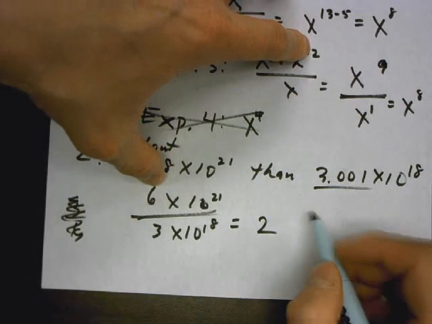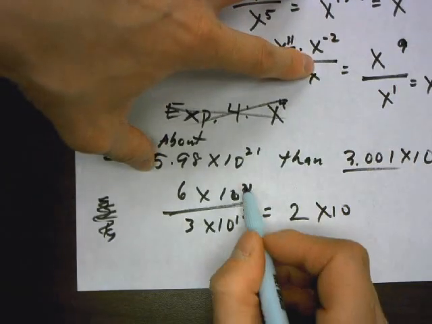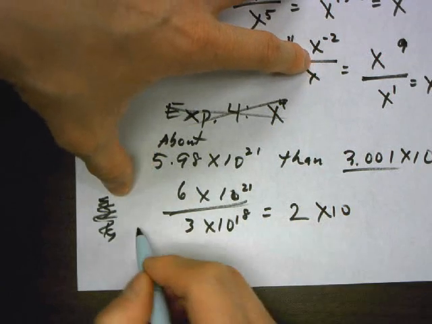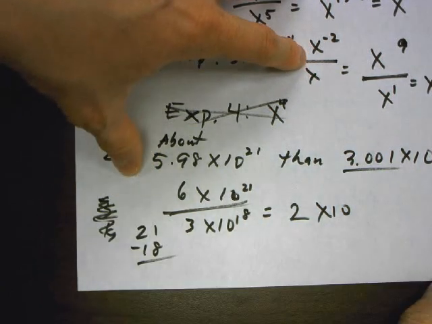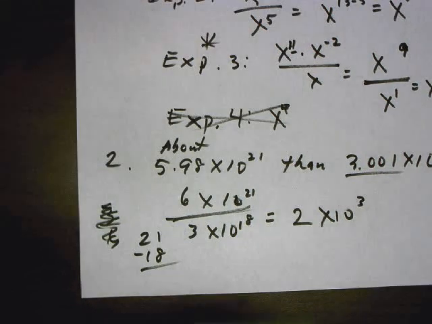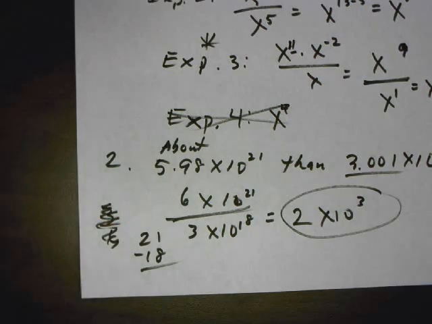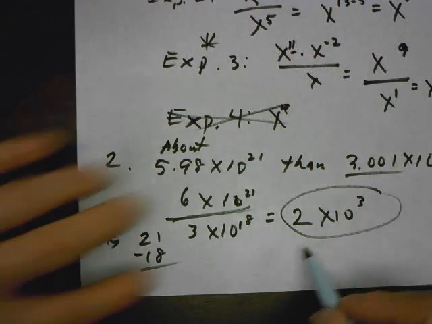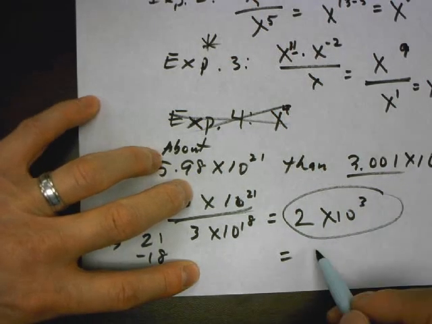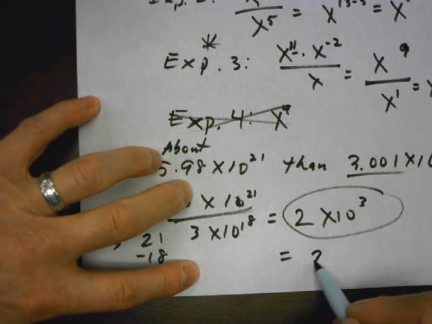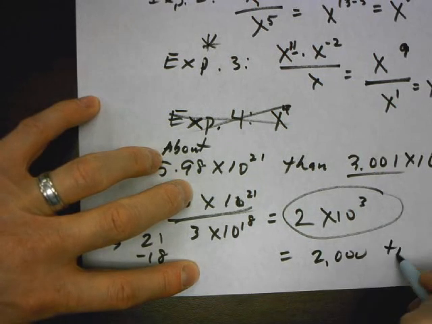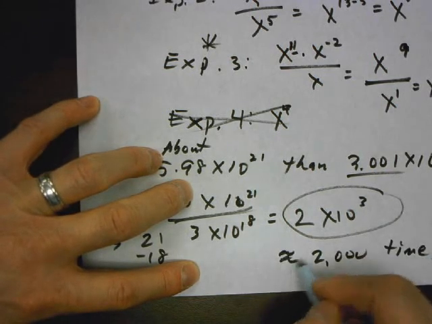So go in and out. Times 10 to these, just like we did over here. Subtract those exponents. 21 take away 18. That's a difference of 3, so it's about 2 times 10 to the 3rd power bigger. Or in other words, since they didn't have that in scientific notation in our answers, that's 2 with 3 zeros, or 2,000 times bigger. About. Alright. So, number 3.